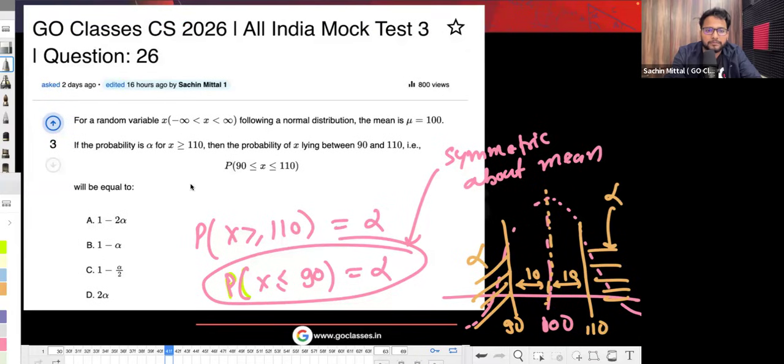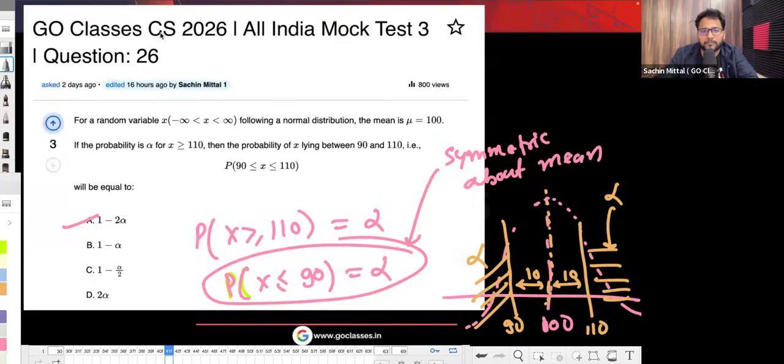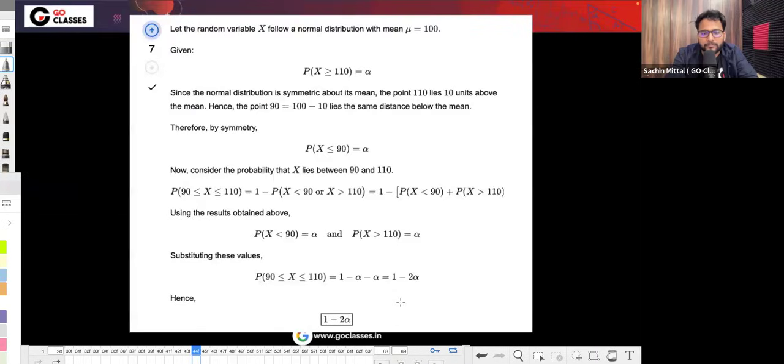So what is the correct answer? It was a good question. So how we are solving this? It is basically based on the fact that normal distribution is symmetric about the mean. Now let's move to the next question. So that's how you can solve this question. It was a good question, right?